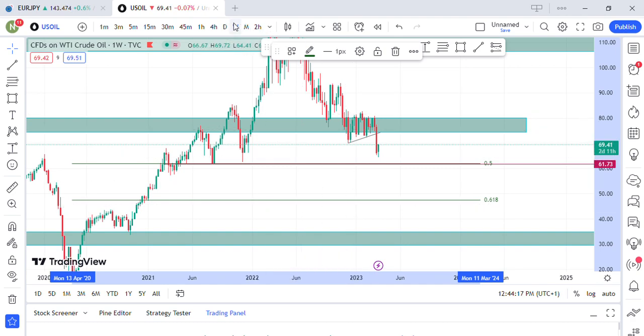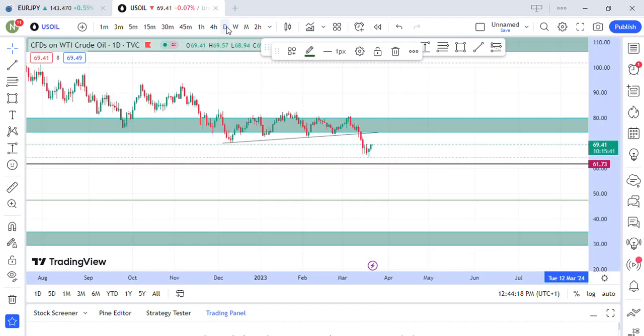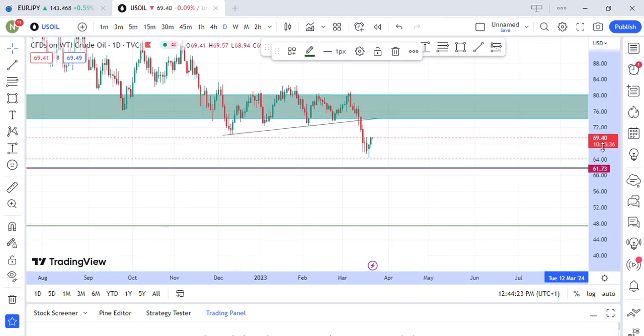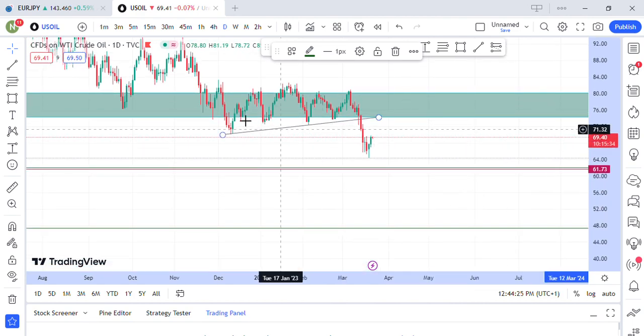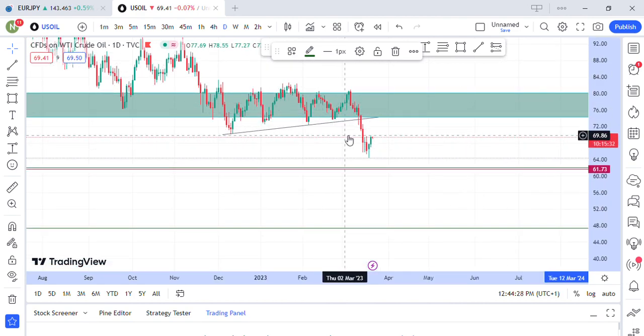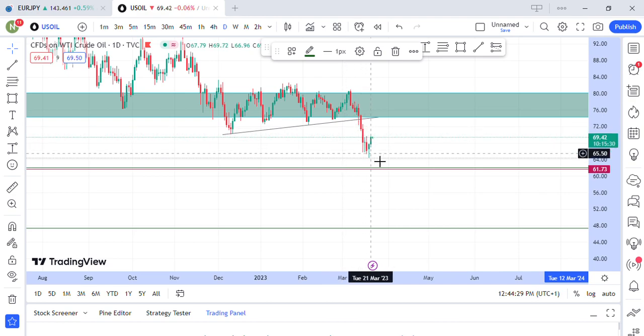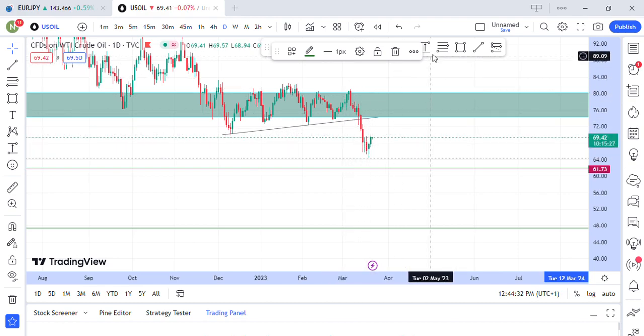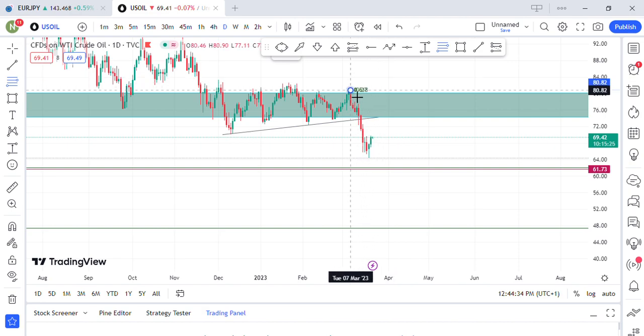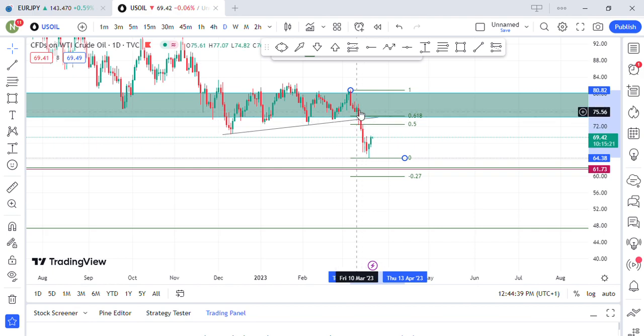So basically this is our analysis for US oil, and we're going to be coming to the daily to see what the market is doing. You can see the market is currently retracing back up, so we can draw a small fib level around here. Perfect, you could see the 0.618 is around the neckline region. So probably we're going to be seeing more buys this week.